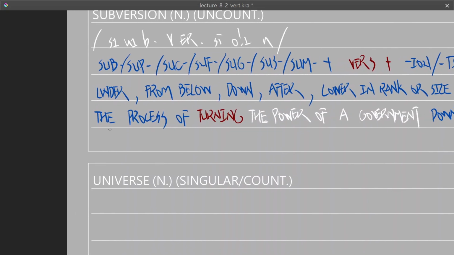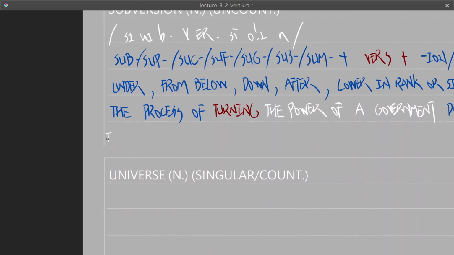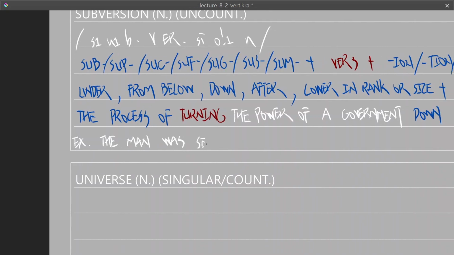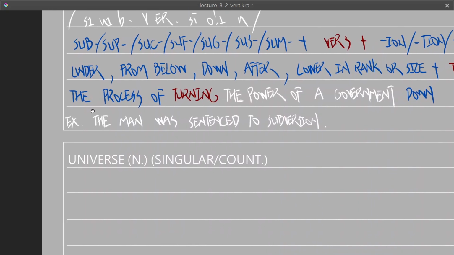So for example, we could say: the man was sentenced to subversion. Subversion.